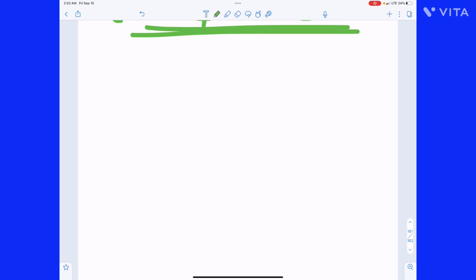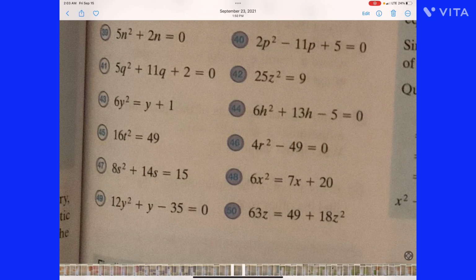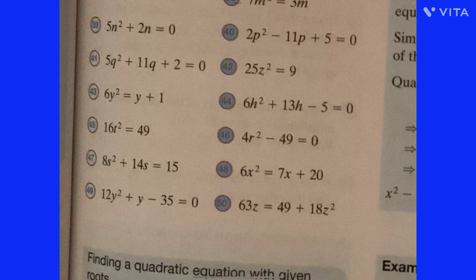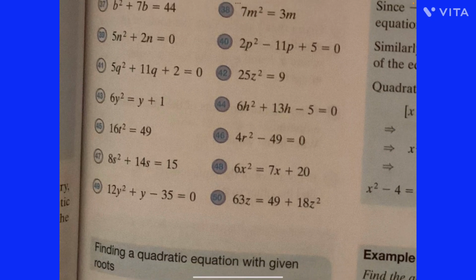Let's go to 46. There are 2 ways of doing this last question, but I don't need to show you the second method since you know it well. 4r squared minus 49 is 0.